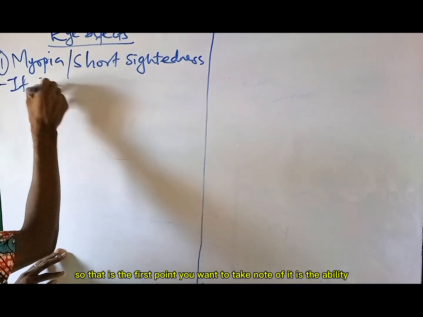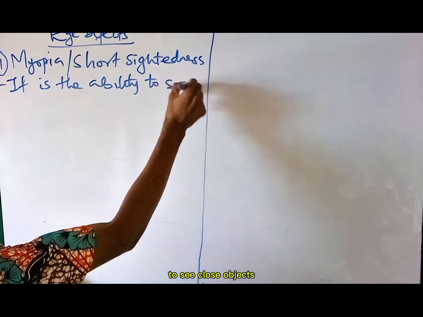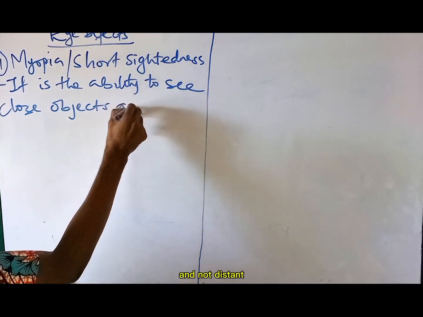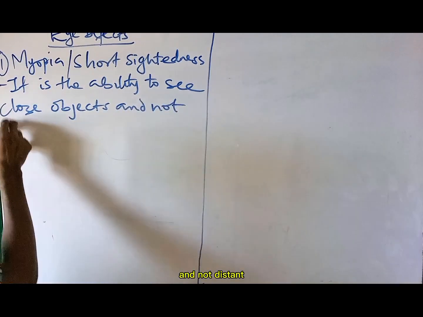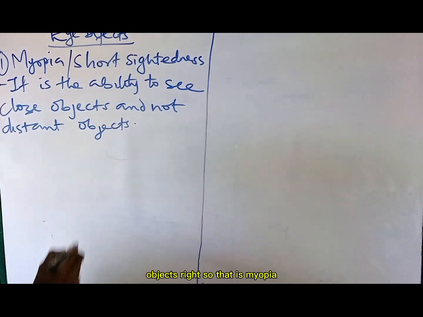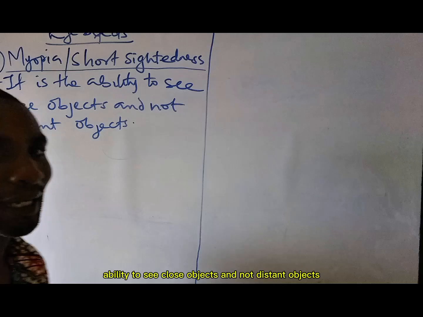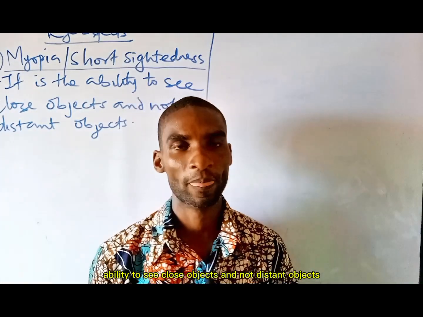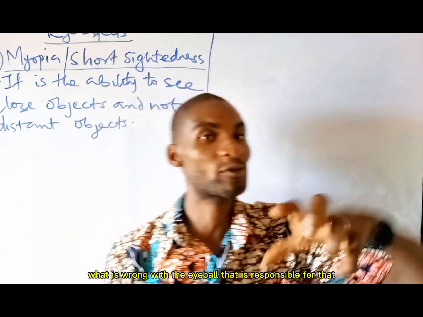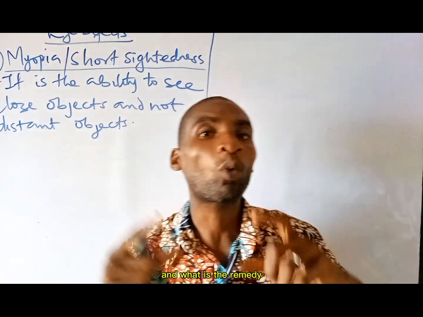It is the ability to see close objects and not distant objects. Right? So that is myopia, ability to see close objects and not distant objects. So the question can ask you that what is wrong with the eyeball that is responsible for that? Is it that the eyeball is too long or the eyeball is too short, and what is the remedy?